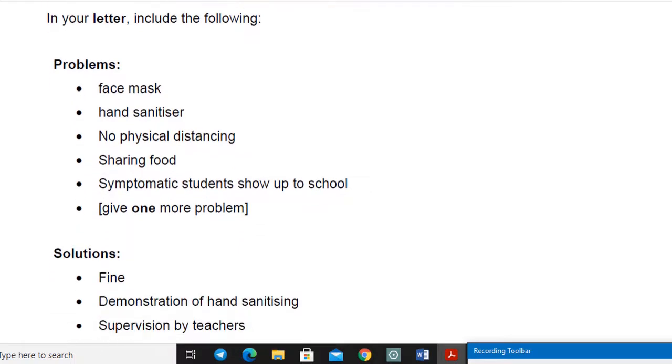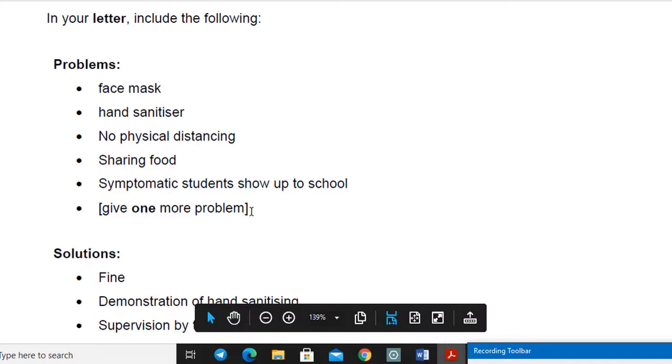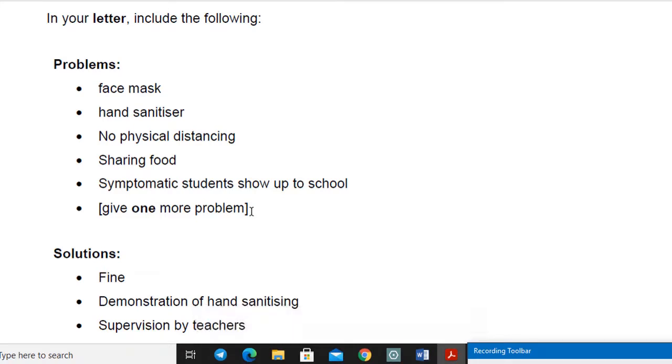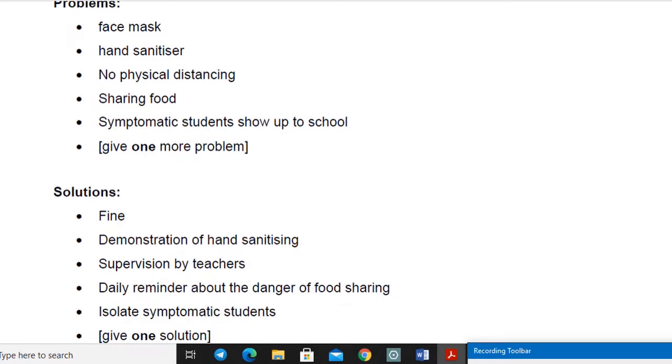Okay, now let's look at the content. There should be 12 content points here. Face mask, hand sanitizer, no physical distancing, sharing food, symptomatic students showing up to school, and the problem is: give one more problem. I know many of you really hate this part, but you need to come up with the problem, okay? What is the point? If not, you cannot get your 12 marks for your content points.